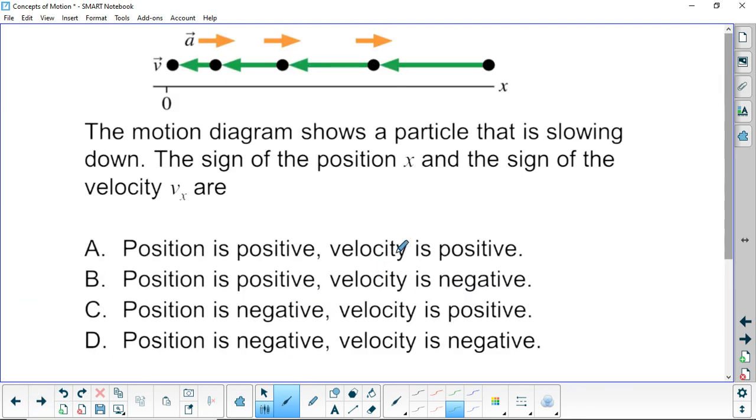Okay, the motion diagram shows a particle that's slowing down. The sign of position, x, and the sign of velocity, vx, are... Take a second to answer that. Okay, position: I just go to my 0, and I want to know where my particle is. It's to the right of that, so it's a positive position. The sign of the velocity: it's headed to the left. If it's headed to the left, that's a negative velocity, so it's got to be B.